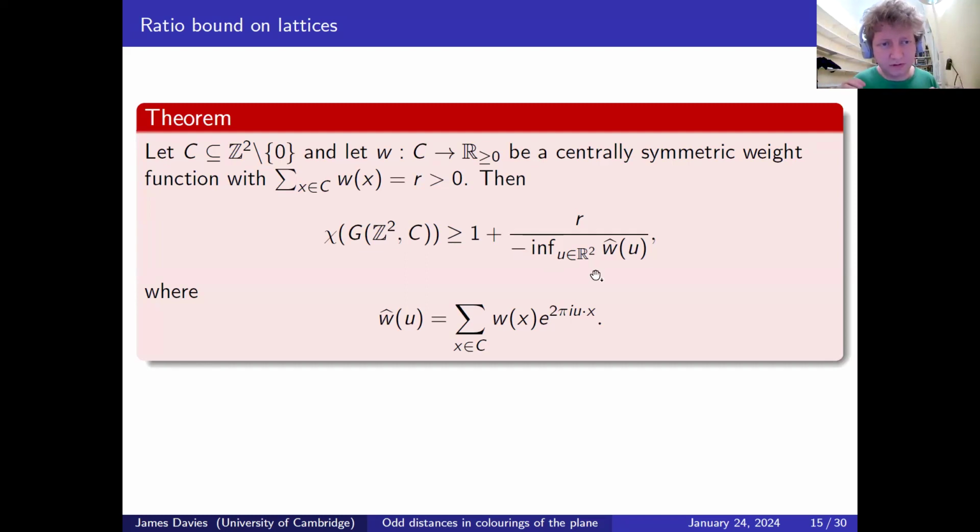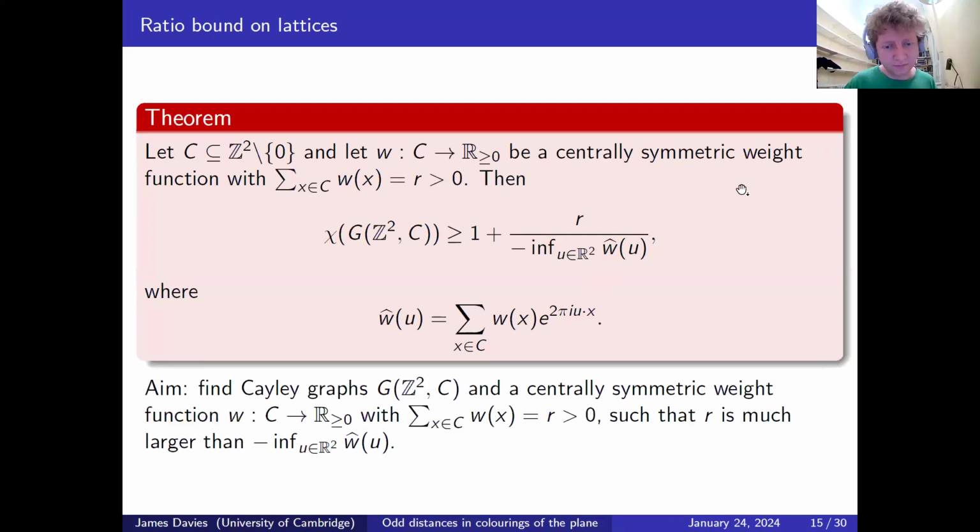Okay. So the point is, for this theorem to be effective, we need the sum of weights to be much larger than the infimum of this exponential sum. So this will be our aim. We want our Cayley graph with generator C and some weight function, so that the sum of weights is going to be much larger than the negative of this infimum.